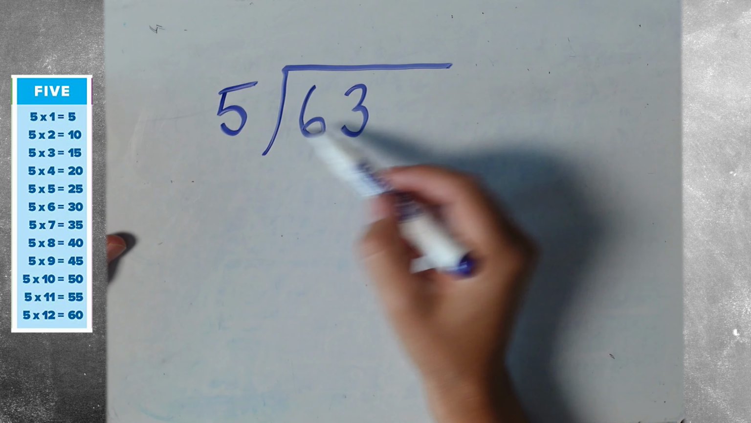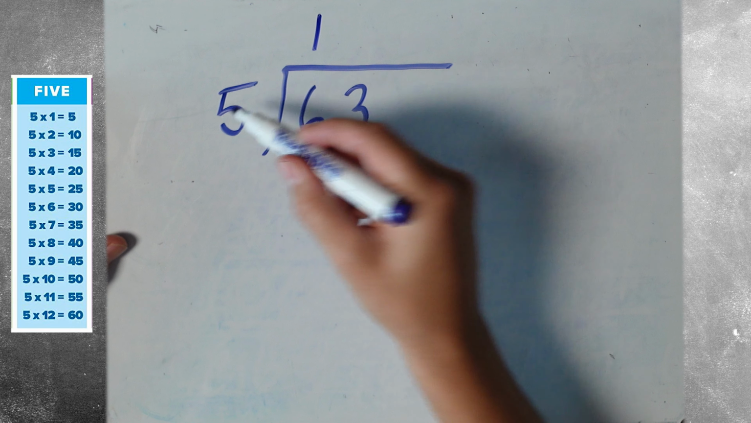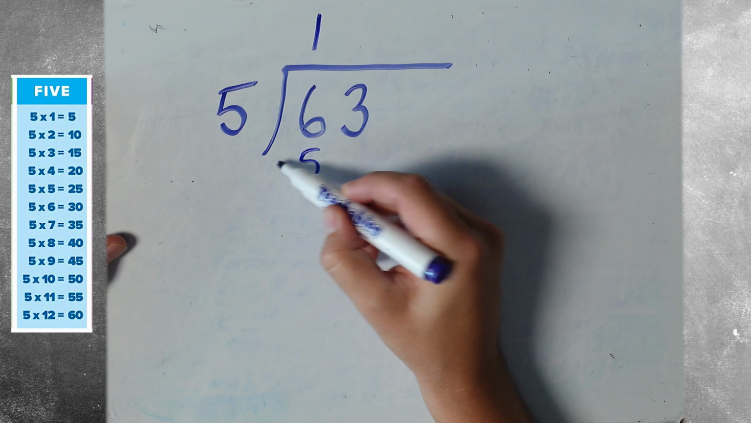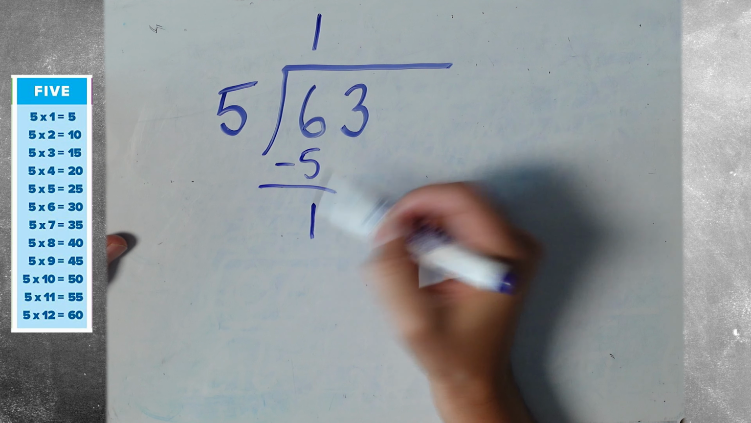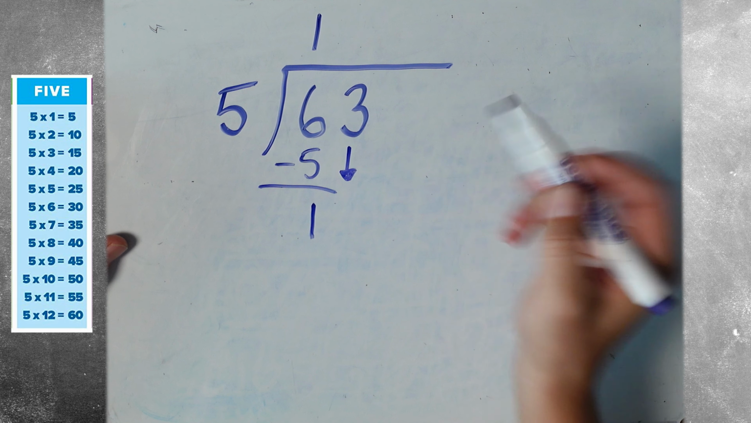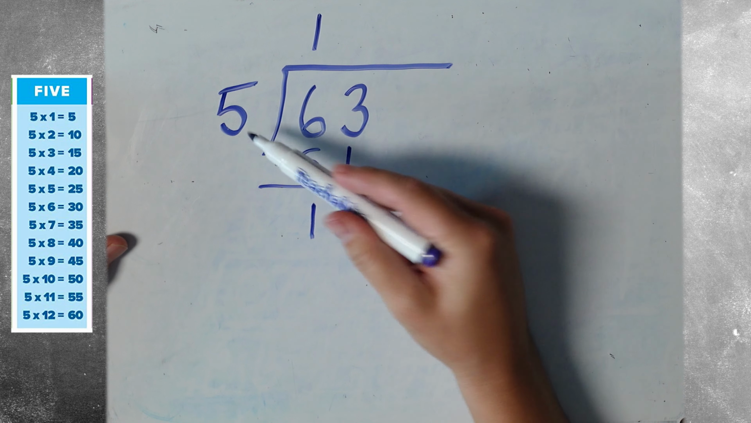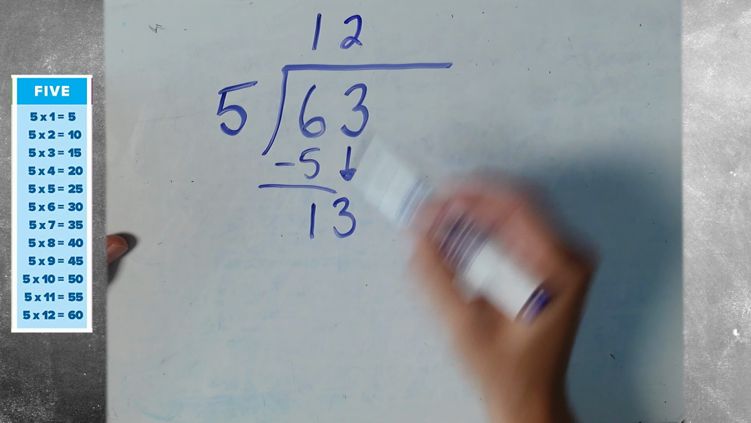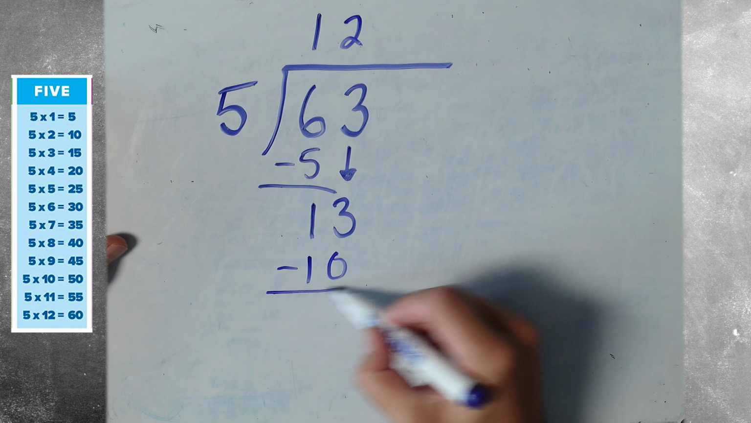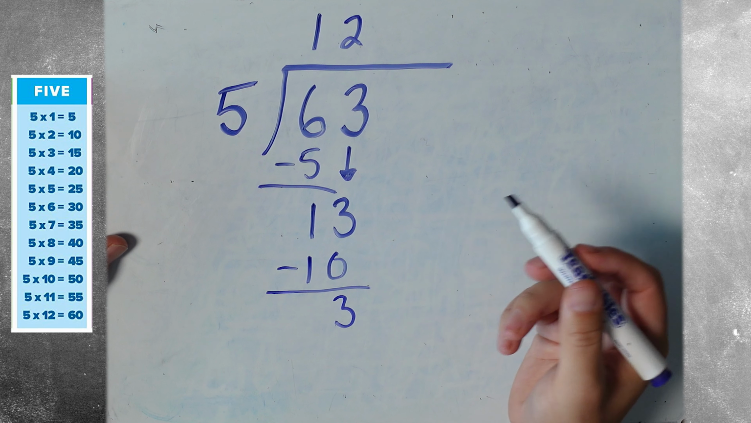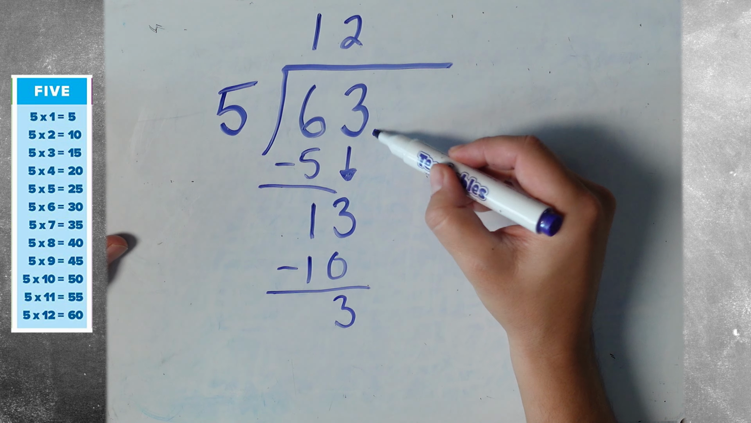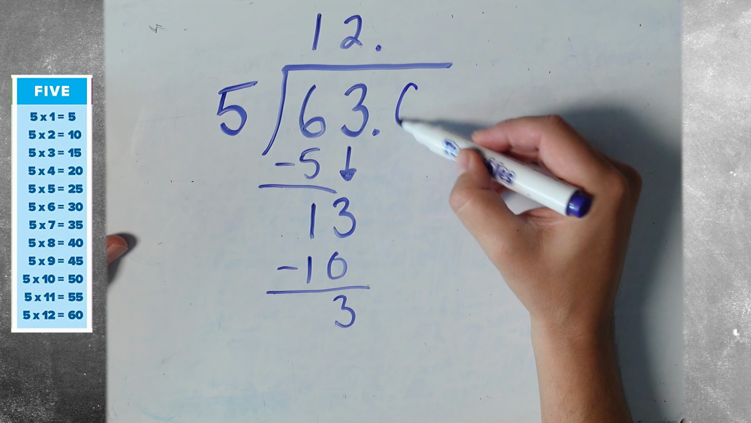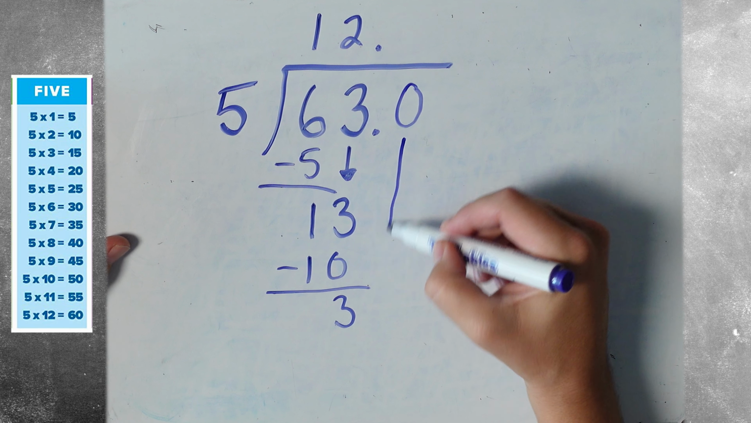Let's mark. How many 5's go into 6? 1. 5 times 1 is 5. There is 1 remainder. Bring down the 3. How many 5's go into 13? Well, 5 times 2 is 10, and there's going to be 3 remainder. All right, well, we're going to have to put a decimal here, and now we're going to pull down this 0.